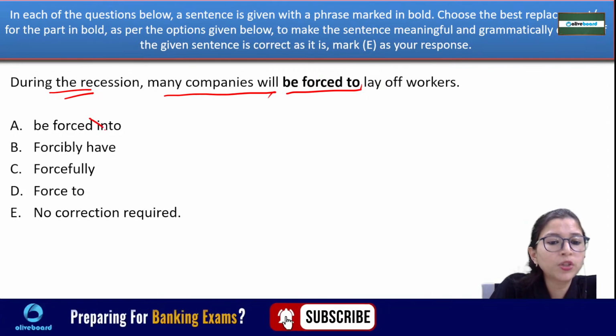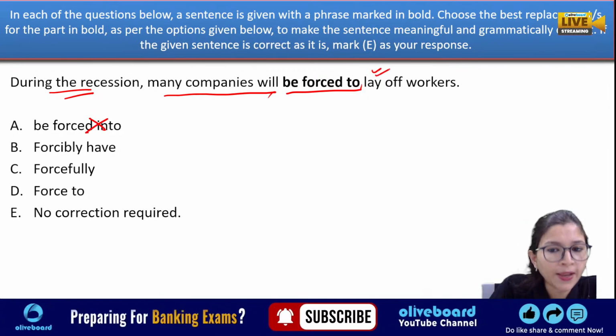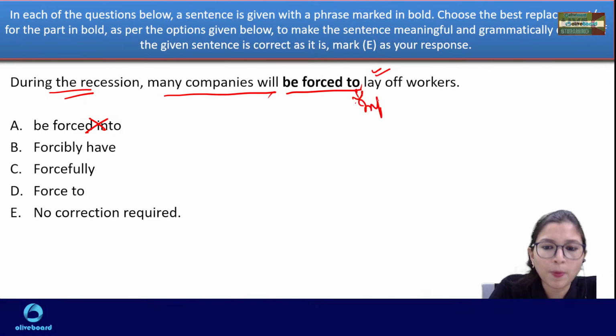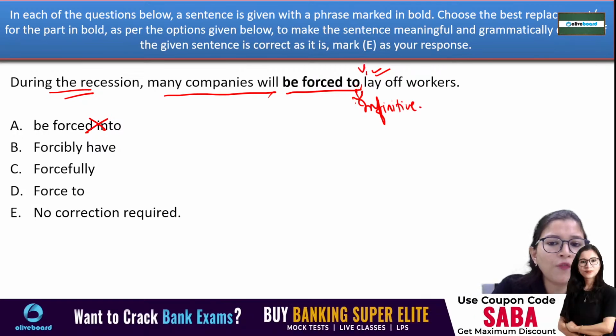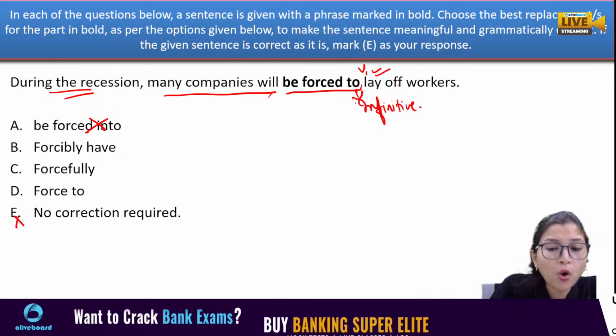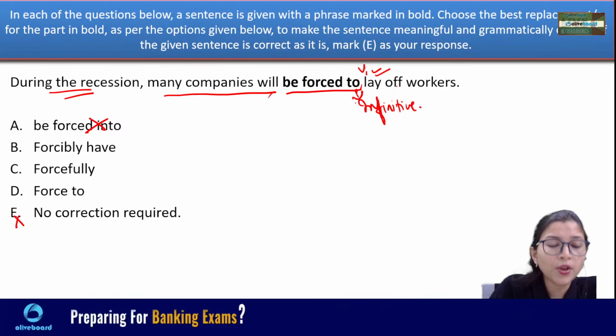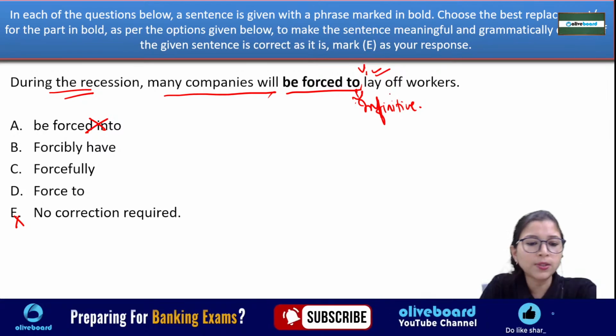First, we can't use forced into because into will be followed by the ing form. So to is an infinitive here. It can't be replaced with any preposition. So A is incorrect. Okay, because here we have the V1 form, we can't use any preposition. Will force layoff, force to layoff. So companies won't force someone.